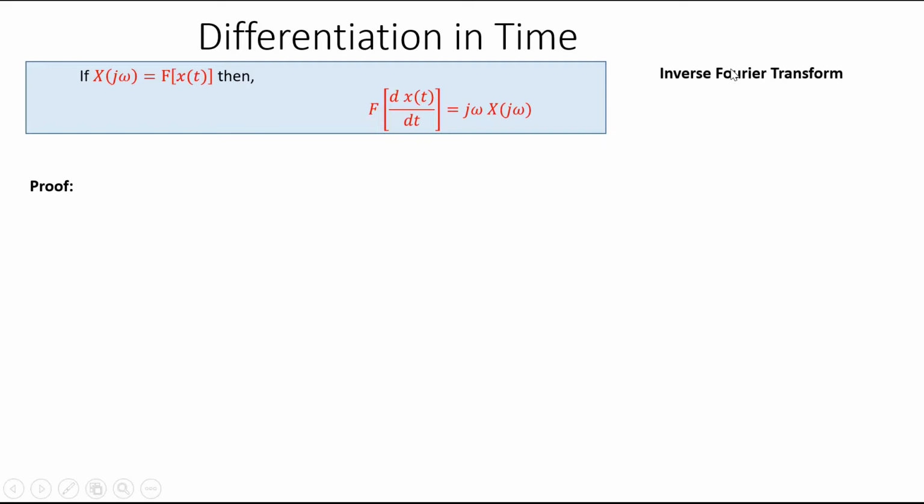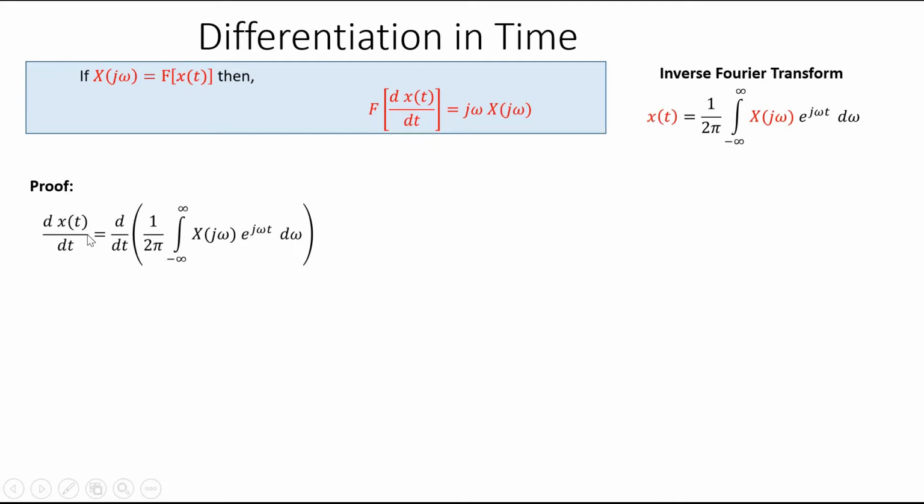We have the inverse Fourier transform as x(t) equal to 1 by 2π integral from minus infinity to infinity of X(jω) e raised to jωt with respect to dω. So we can find x(t) from X(jω) by using the inverse Fourier transform. Using this we can try to prove this. Firstly, this is x(t), then d by dt of x(t) will be d by dt of this integral. We can take the differential on both sides.